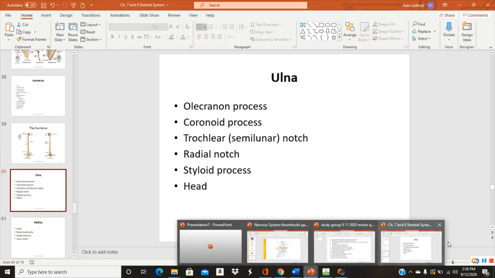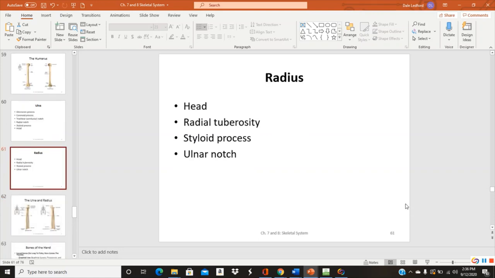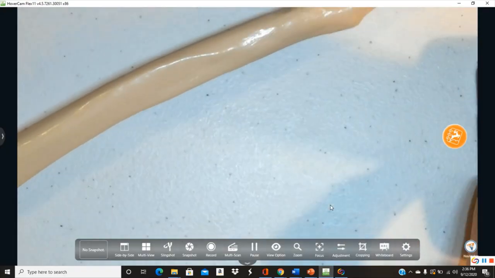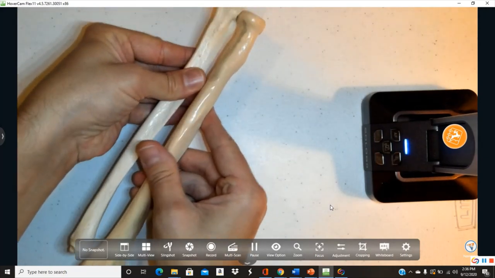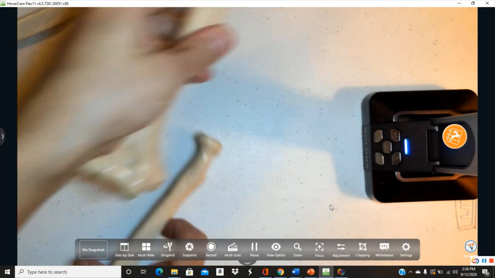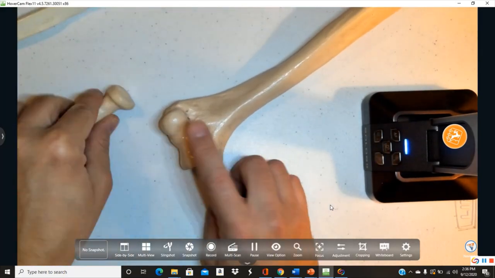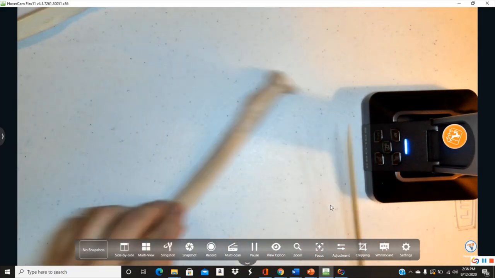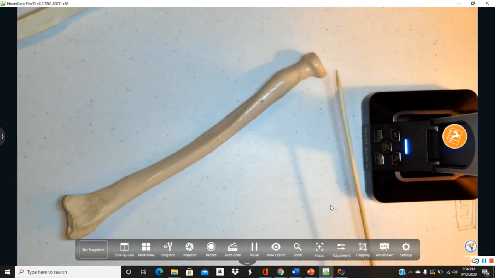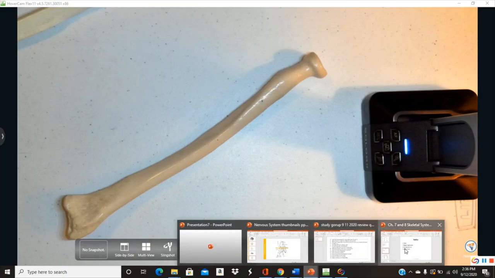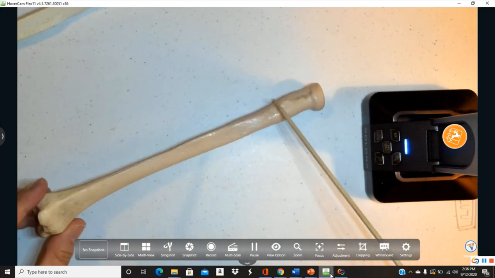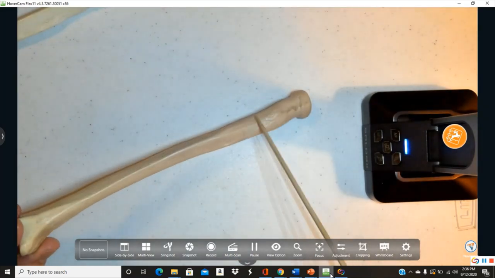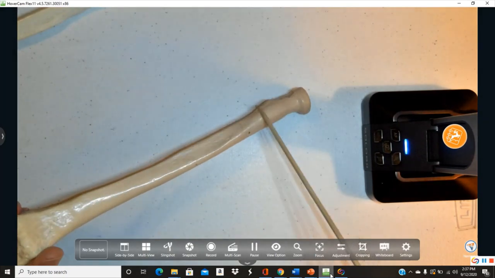Now, when it comes to all of these structures, let's talk about the head, radial tuberosity, styloid process, and ulnar notch of the radius. Let's zoom back out. The head of the radius articulates with the radial notch of the ulna, and also articulates with the capitulum of the humerus. So the head of the radius is the round roller found on the proximal end of the radius. Next is the radial tuberosity. A tuberosity is a raised rough patch, and here we have a raised rough patch for muscles to attach. This is the point of attachment for the biceps on the forearm.